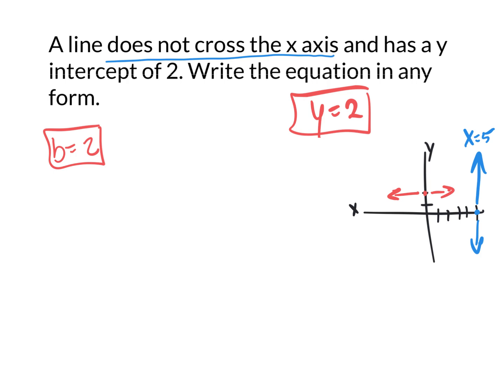So again, whenever you see a horizontal line, perfectly flat, that doesn't cross the x-axis, that's going to be y equals that value of 2. If it had been up here at 5, it would have been y equals 5. If it had been down here at -1, it would have been y equals -1. Anytime you have a vertical line, it's going to be x equals that value. Make sense? Okay, so this one, we didn't really have to do any math. We just had to understand the information they give us. Let's move on.